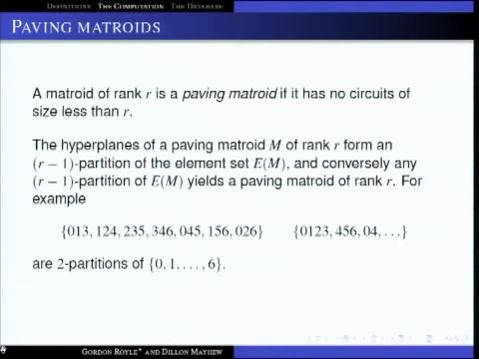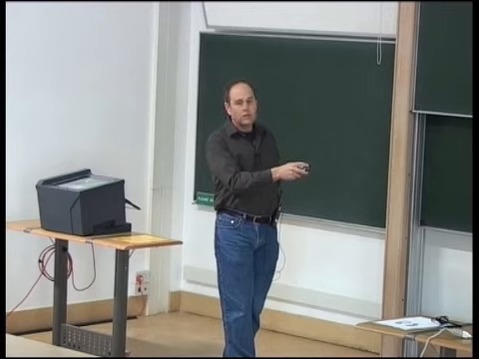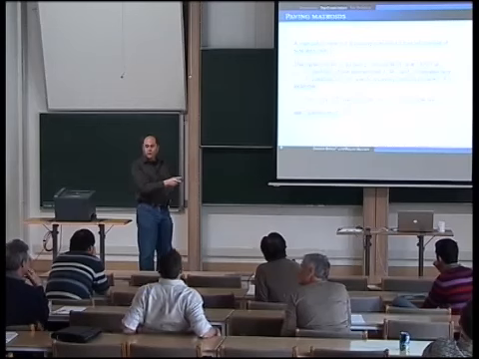Okay, now paving matroids have a very special structure because the hyperplanes form a design theory type object called an r-1 partition, which I'm going to define again by example. This set of subsets of a set is a 2 partition because every 2-element subset of 0, 1 through 6 occurs in exactly one of them. This is also a 2 partition. You see, I've just put in 0, 1, 2, 3 and 4, 5, 6, and then any 2 set that I've left out, I'm going to add to it. Okay? So that's a 2 partition.